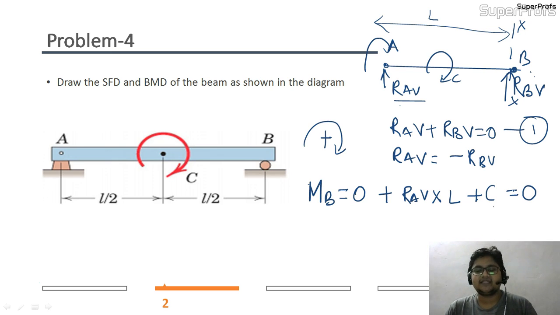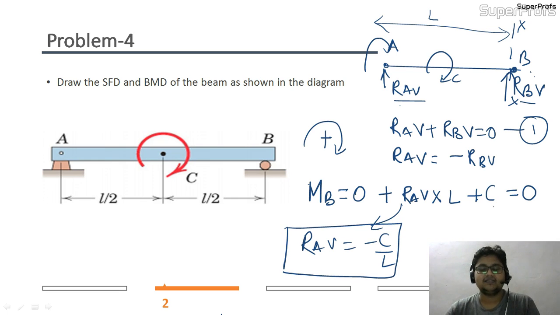So there are no other moments apart from the moment given by the reaction RAV in the clockwise direction, and the external couple C, that also in the clockwise direction. And what is the moment due to RBV? That will be 0 because it is passing through the point itself. Whenever you are calculating the moment of a force about a point through which it is passing, automatically the moment of that force about that point is 0. So now I can write that RAV is nothing but minus C by L.